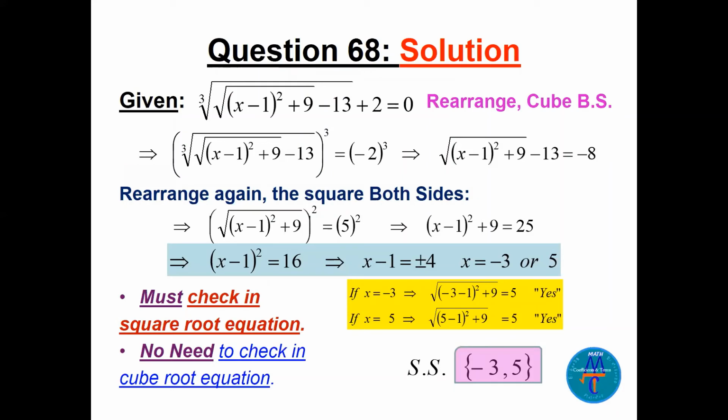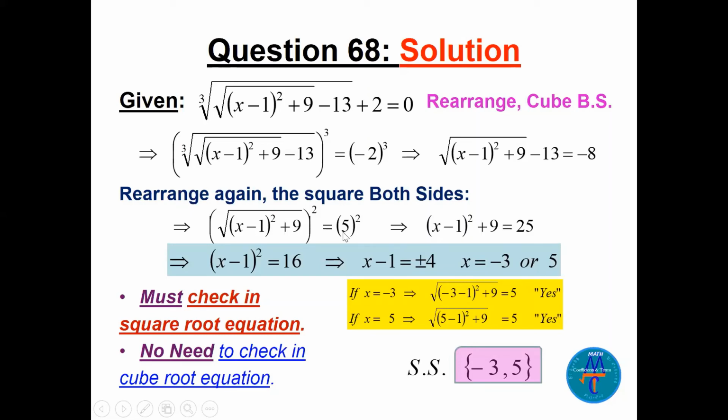See, take minus 2 on the other side. 2 becomes minus 2 on the other side. Cube it, because we have to remove the cube root. Now it becomes square root of x minus 1 squared plus 9 minus 13 is equal to minus 2 cubed, which is minus 8. Take 13 on the other side, it becomes 5.